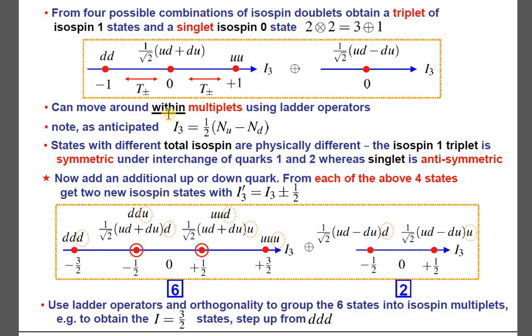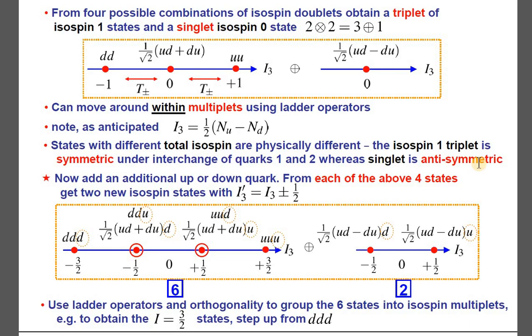Now we can move around within the multiplets using the ladder operator. The states with different total isospin are physically different. It is important to note this. So the isospin 1 triplet is symmetric under exchange of quarks 1 and 2, whereas the singlet is antisymmetric.